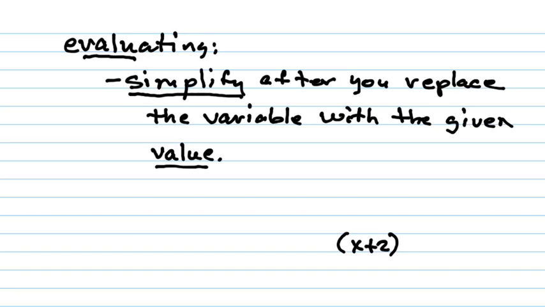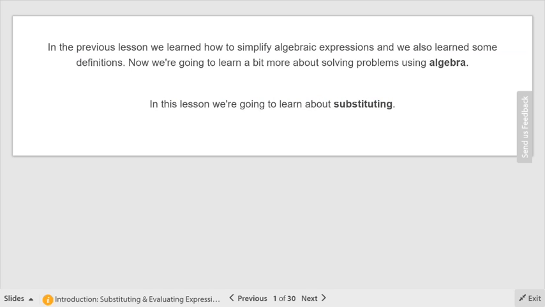All right. So let's go to Education Perfect and look at the examples that they give us, so you can see the wording. Let's walk through this. In a previous lesson, you learned how to simplify algebraic expressions, and you also learned some definitions about algebra: terms, coefficient, etc. And now we're going to learn about substituting. Substituting simply means that you're going to take something and put it in place of something else.